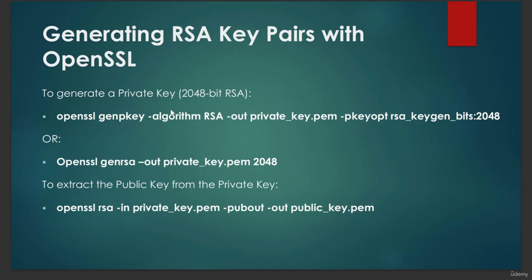Now, to generate a private key which has 2048 bits, we make use of this command here, or this one here. To also extract the public key from the private key, we make use of this command. When you generate this key, it will contain both the private key and the public key. So for you to extract the public key, which you can share publicly with anyone that wants to send you a secret message, you extract it from this key here.